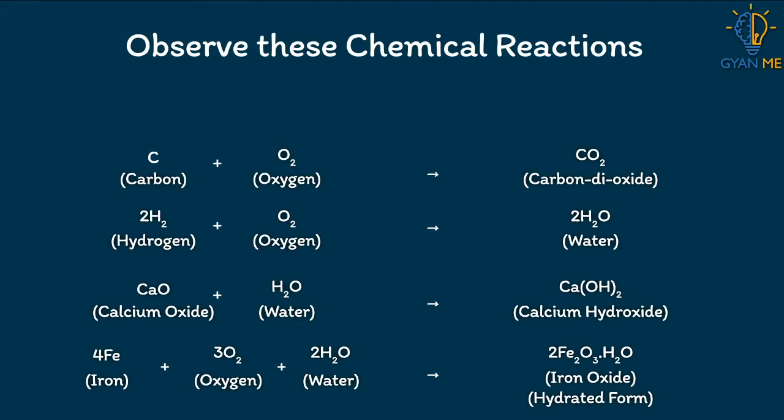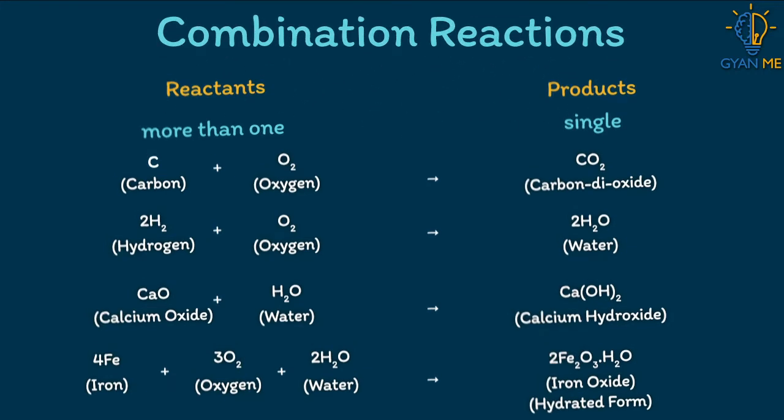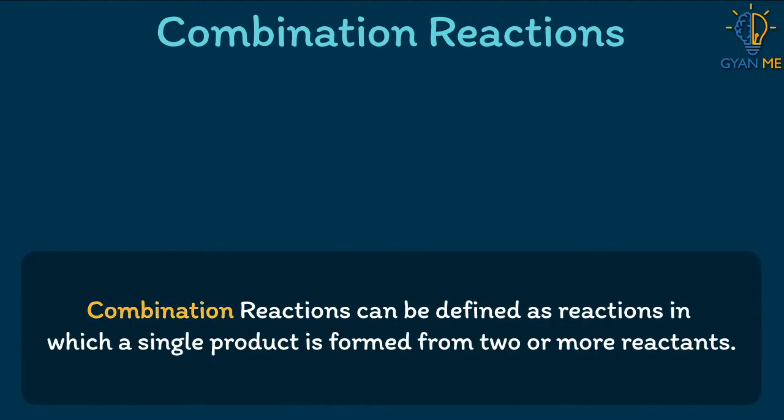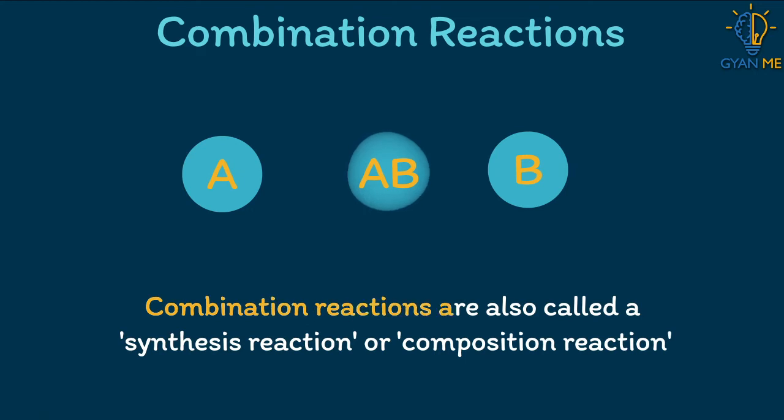Observe these chemical reactions. You will observe that in all these reactions, reactants are more than one, while the product is only one. You can see all the reactants have combined to form one single product. Such reactions are combination reactions. Thus, combination reactions can be defined as reactions in which a single product is formed from two or more reactants. Combination reactions are also called a synthesis reaction or composition reaction.